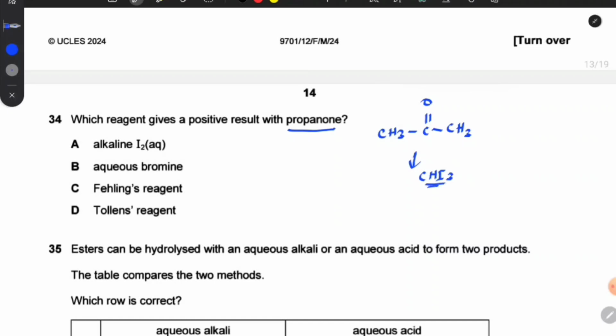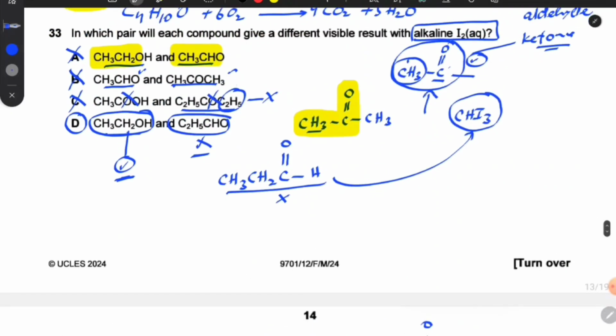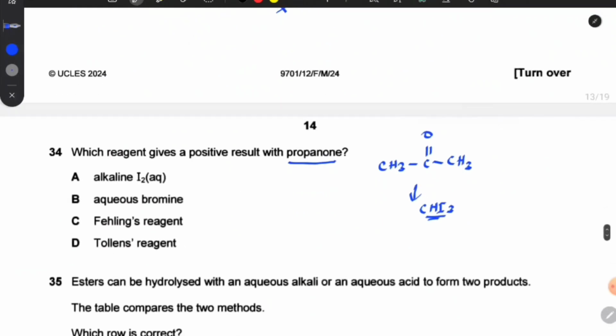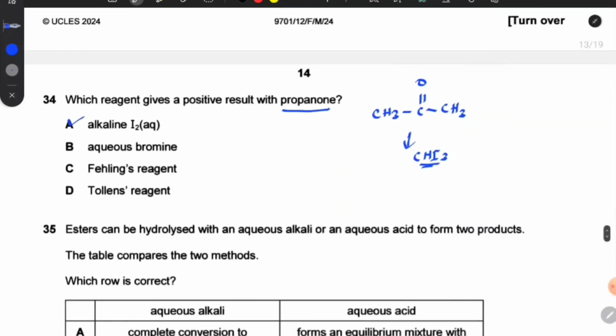So yellow colored precipitates will be observed if you get a positive test. So this is a ketone, and in our last question we have already discussed this one in option B, that this will give a positive iodoform test because it has CH3 along with this carbonyl group. So option A is correct. Now option B, ketone cannot give this positive test. This aqueous bromine is basically the bromine water test for the identification of alkenes, from reddish brown to colorless. That was its observation.